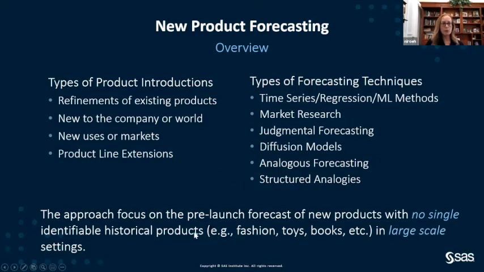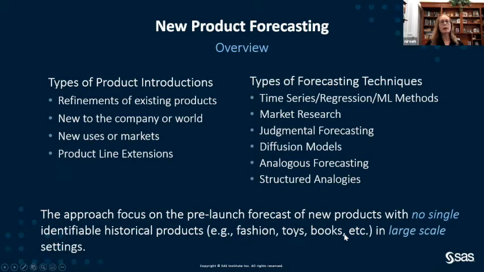What we will focus on today, though, is one particular approach that we have been using in the following situation. So this approach is focused on the forecast of new products ahead of the launch. So it's a pre-launch forecast when no single identifiable historical product is available. So there are multiple products that may be used as approximations of this new product in the forecast analysis, right? Examples are fashion goods, toys, books, movies. There are many different examples in that space. And we are forecasting at large scale. So we are talking about operational level forecasts here, okay?